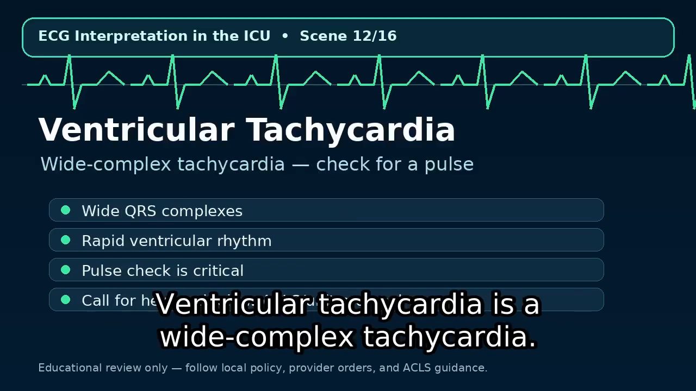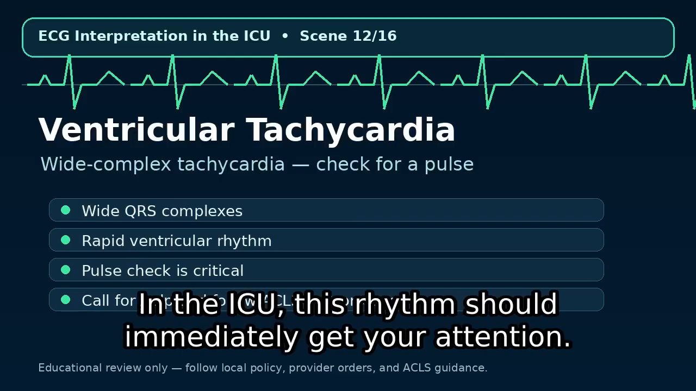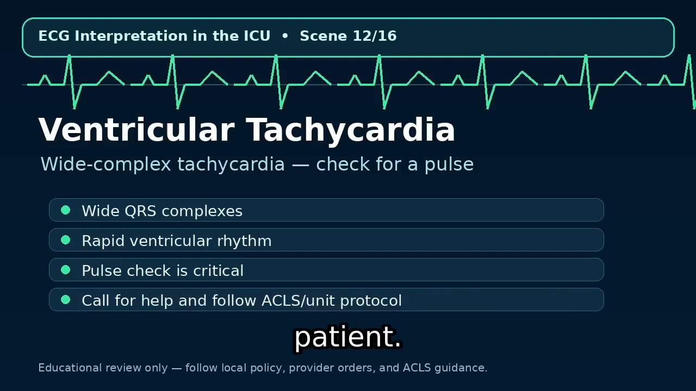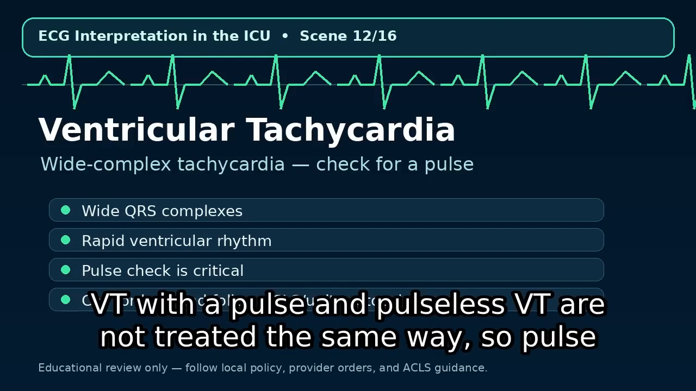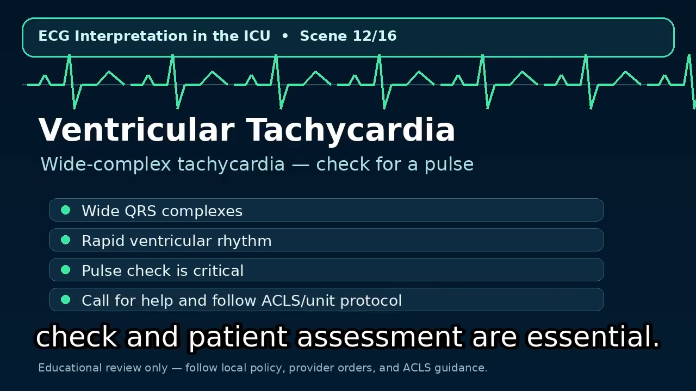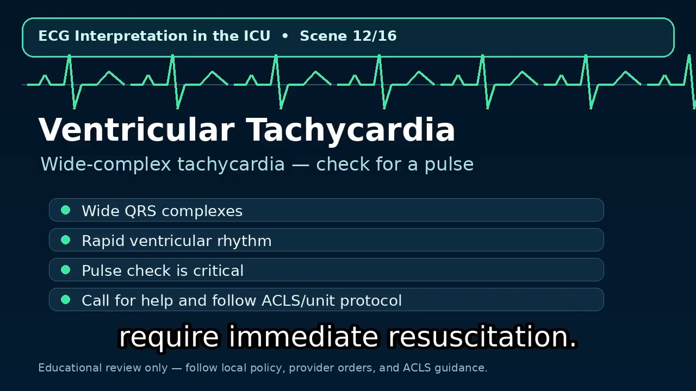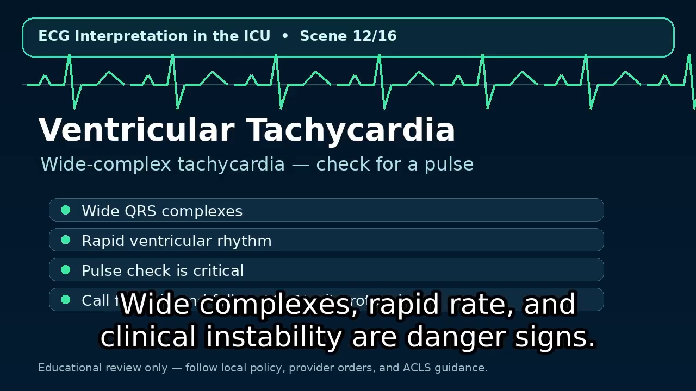Ventricular tachycardia is a wide, complex tachycardia. In the ICU, this rhythm should immediately get your attention. The critical nursing action is to check for a pulse and assess the patient. VT with a pulse and VT without a pulse are not treated the same way, so pulse check and patient assessment are essential. A patient in VT may be awake but unstable, or they may have no pulse and require immediate resuscitation. Wide complexes, rapid rate, and clinical instability are danger signs.